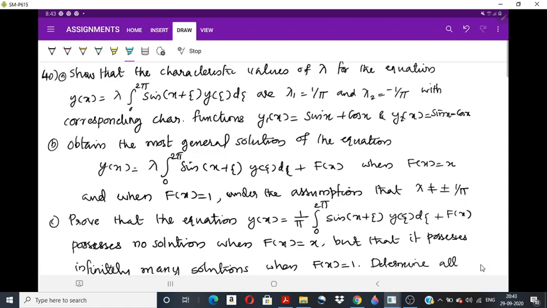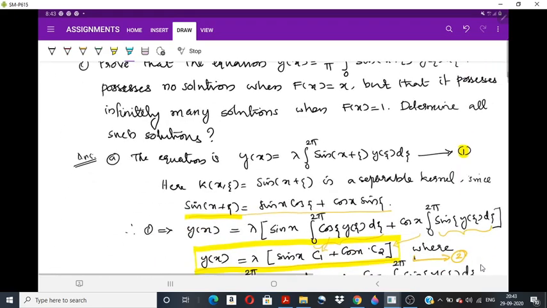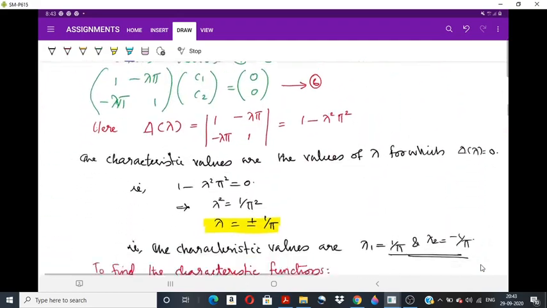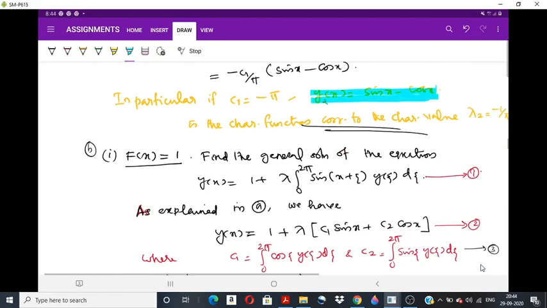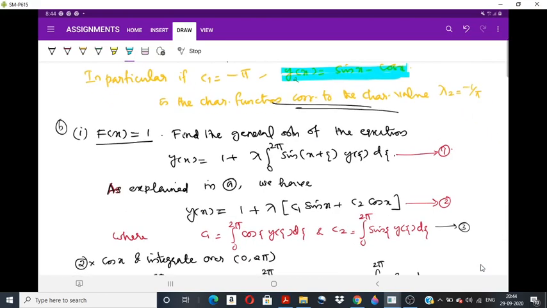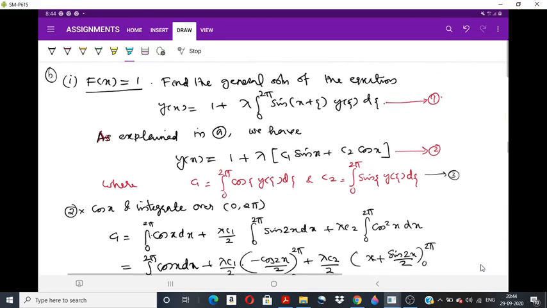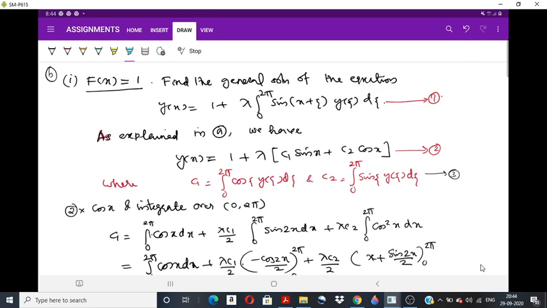That means it does not take the characteristic values. So we will move to the solution, or we will try to do the problem. And first we consider f of x equal to 1. So when f of x is equal to 1, the equation becomes 1 plus lambda integral 0 to 2 pi sine of x plus theta y theta d theta.